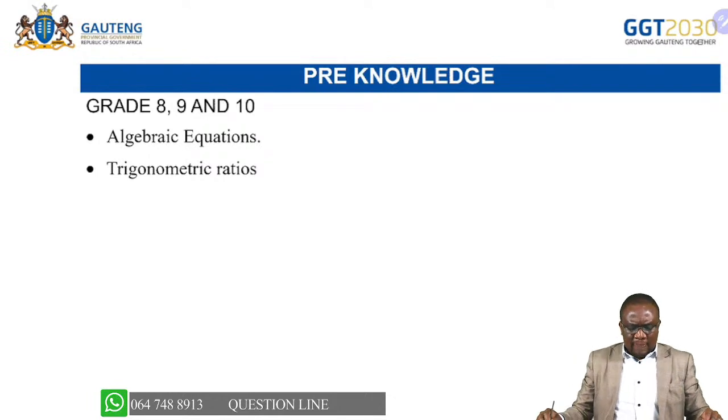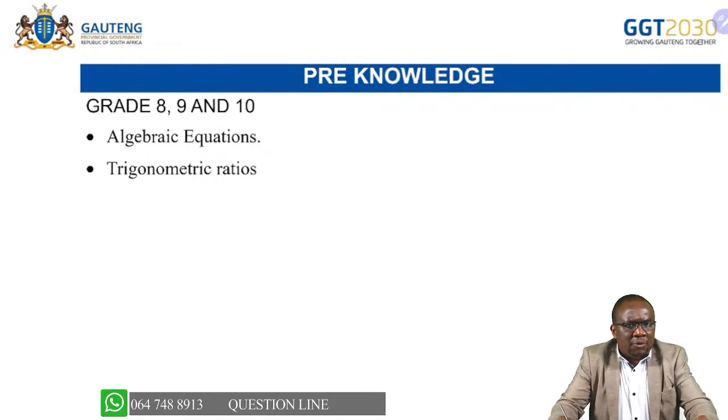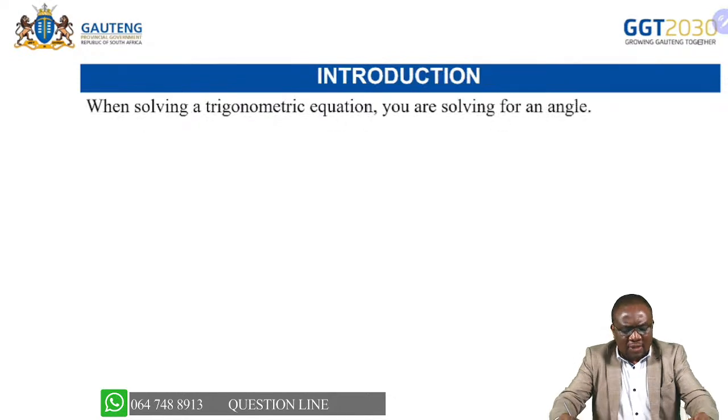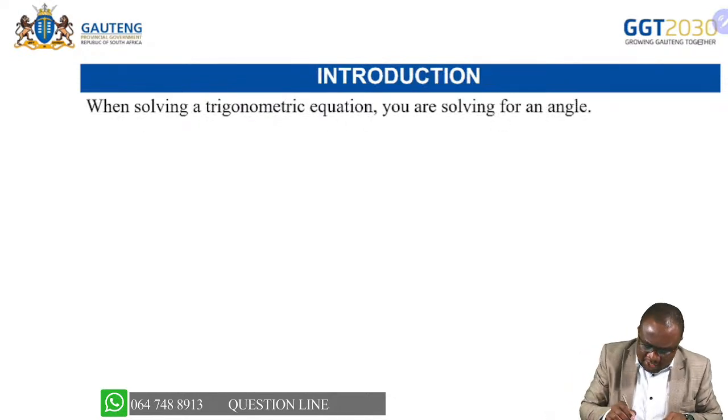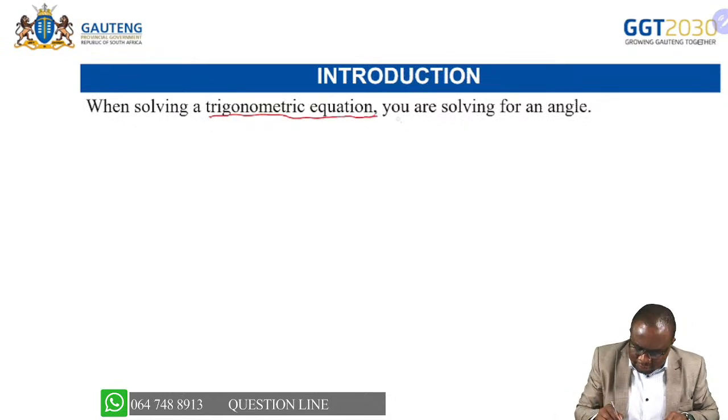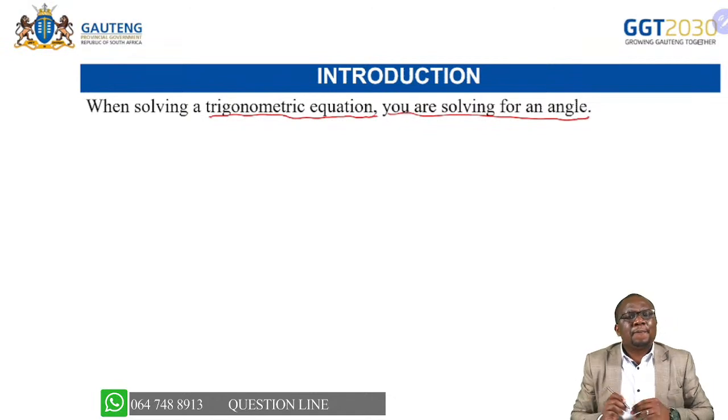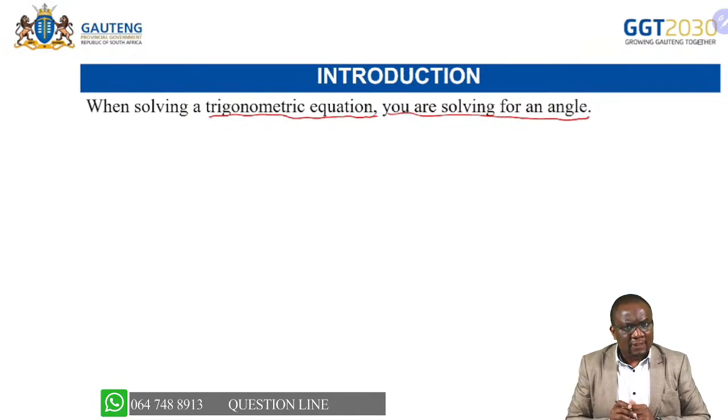Okay, right. Now, what are we doing when we are solving trigonometric equations? Have you ever seen an equation that is trigonometric? Okay, let me tell you. When solving a trigonometric equation, we are solving for an angle. We are finding an angle.